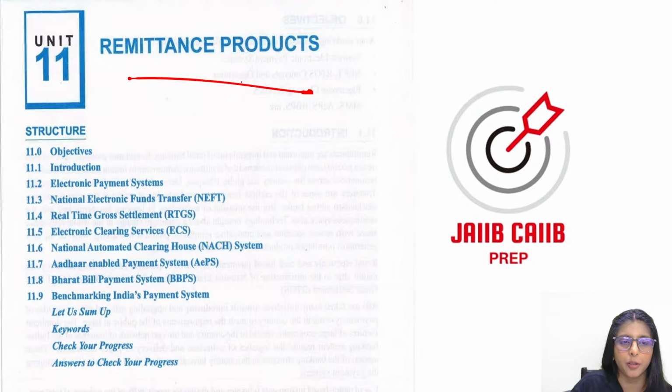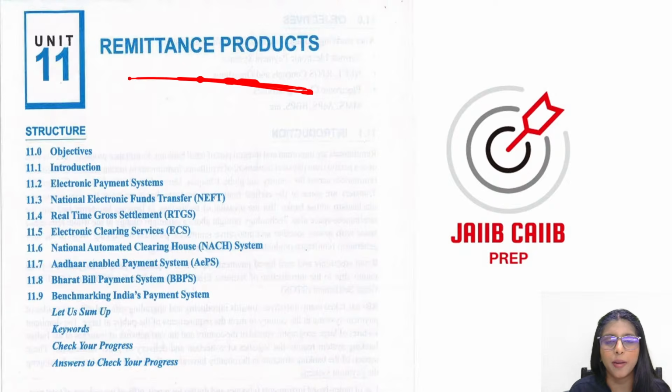Remittance products. Remittance products are banking products or services used for transferring money from one person, place or account to another person, place or account. They help in the safe, fast and convenient movement of funds from one person or account to another. These are remittance products.